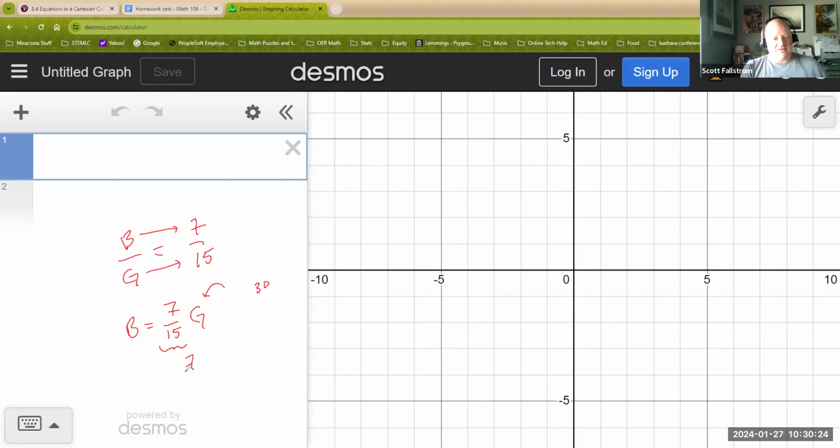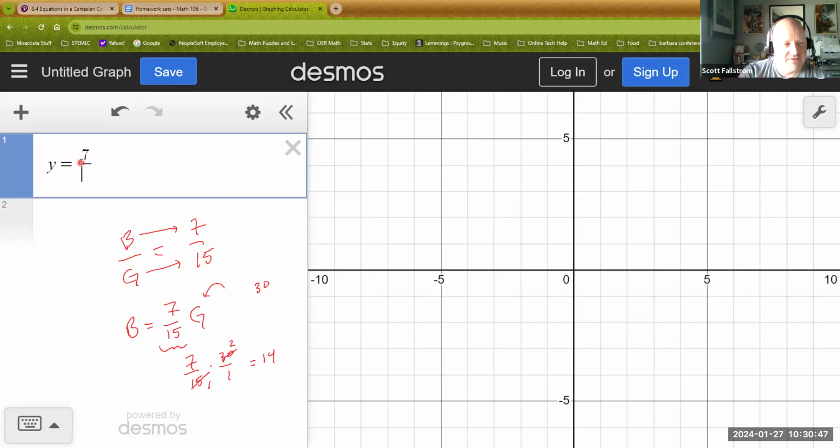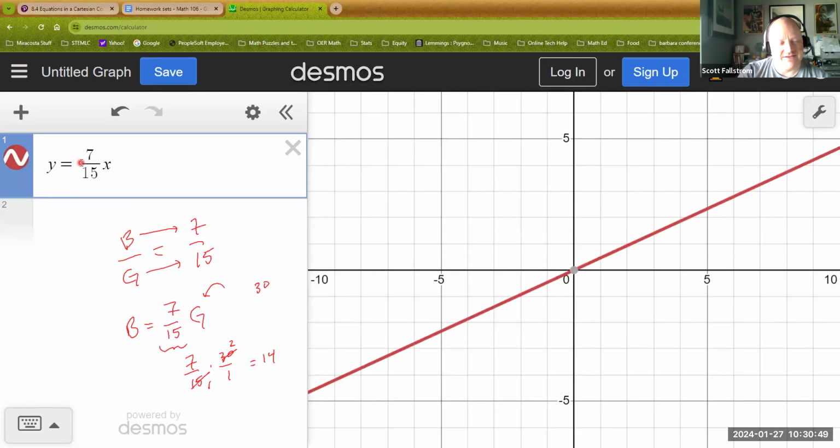So you'd get something that looks like this, 7 over 15 times 30. You could write it over 1 if you want, not necessary. And you'd be able to say, oh, there would be 14 boys for the 30 girls. So what you can do is write that in as y equals mx plus b. So I could say boys are the y. So y equals 7 over 15 times x.